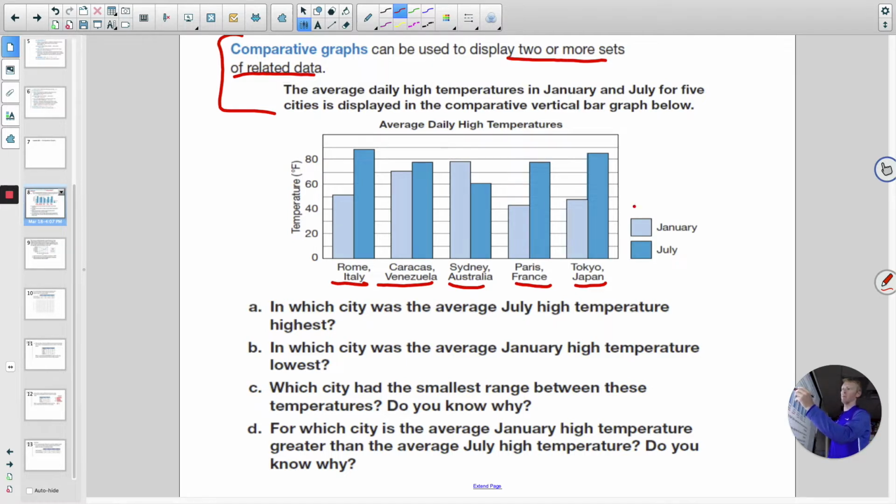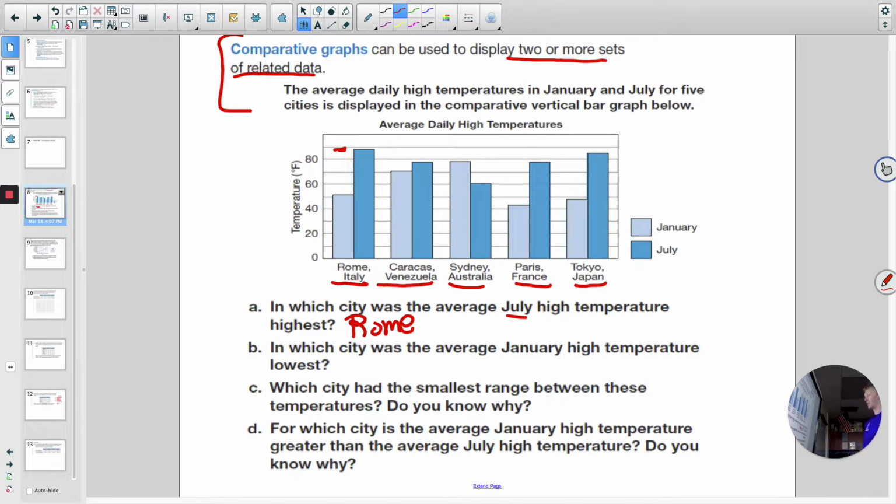You see the light blue shows us what the temperature was like in January, and the dark blue shows what the temperature was like in July. When we look at this graph, you can see that there's 20, 40, 60, 80 degrees on the side. Then we can analyze this graph and think, what is it telling us? So A, in which city was the average temperature the highest? You take a look in July, blue. Which one has the tallest? It looks like right here. That would be Rome, Italy.